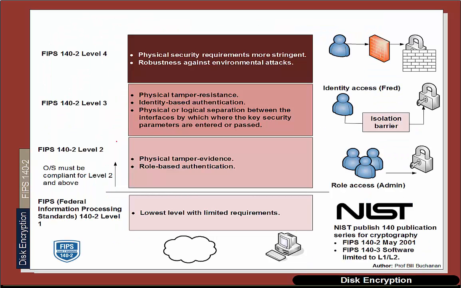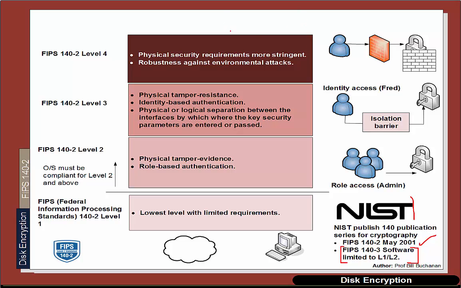In terms of the robustness of the security, we have 4 different levels as defined by FIPS, the Federal Information Processing Standards, which is led by NIST. So the most important standard is FIPS 142, which was released in May 2001. But there's also a new standard, FIPS 143. And with this, software is limited to level 1 and level 2.